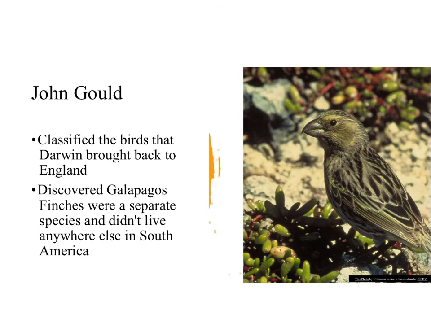So when Darwin collected his collections, especially of animals, he would preserve them intact, and then he sent them back to England, and a guy named John Gould classified them. So he would look at them and classify them. And he discovered that these Galapagos finches were different species, and they didn't live anywhere else in South America.